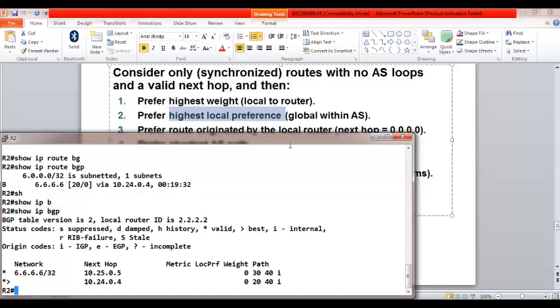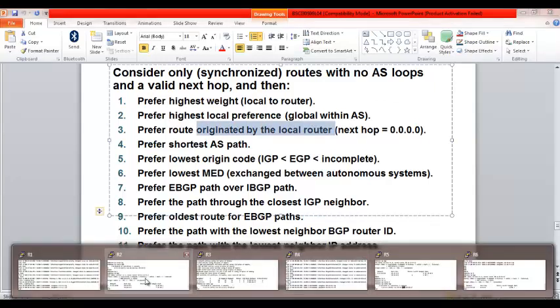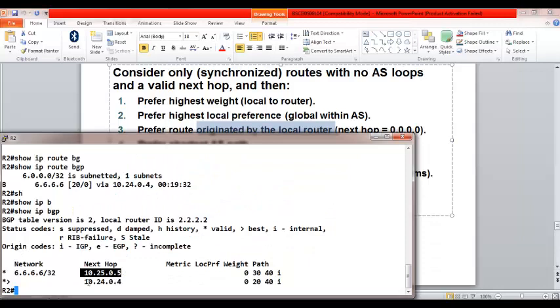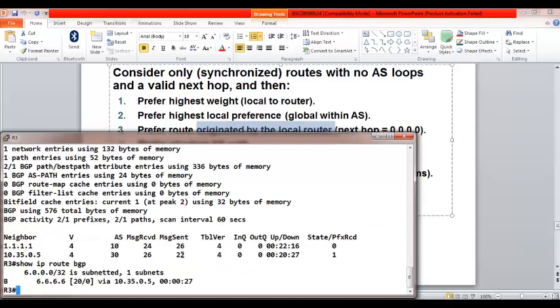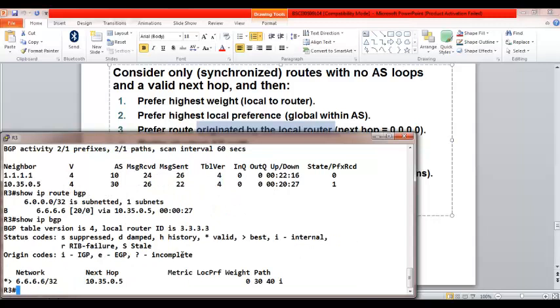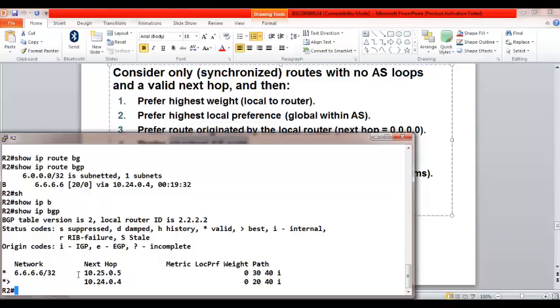Next. Prefers the route originated by the local router. Is there any local router in router 2 and 3? No, there is no next hop 0.0.0.0. Both in router 2 and router 3, there is no local origin. Show IP BGP. There is no local origin. So this is also not applicable. Next thing it will check is the shortest AS path. According to router 2, both the AS paths are the same, 2 hops away.